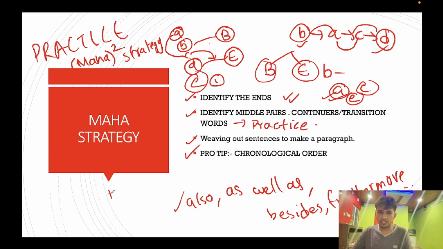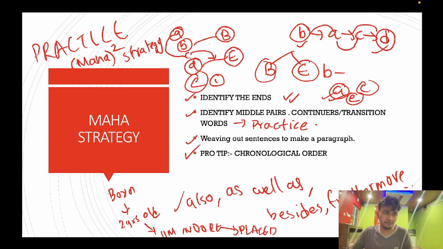Like, first you were born, then you were 2 years old. Now you are about to get into IIM Indore. Then you will get placed. Will this happen? This will definitely happen if you practice. All of this is written in a sequential order of the events as they happen, right? This happened first, this happened second, third, fourth, etc. So that is the chronological order. This will help you a little bit, not a lot.